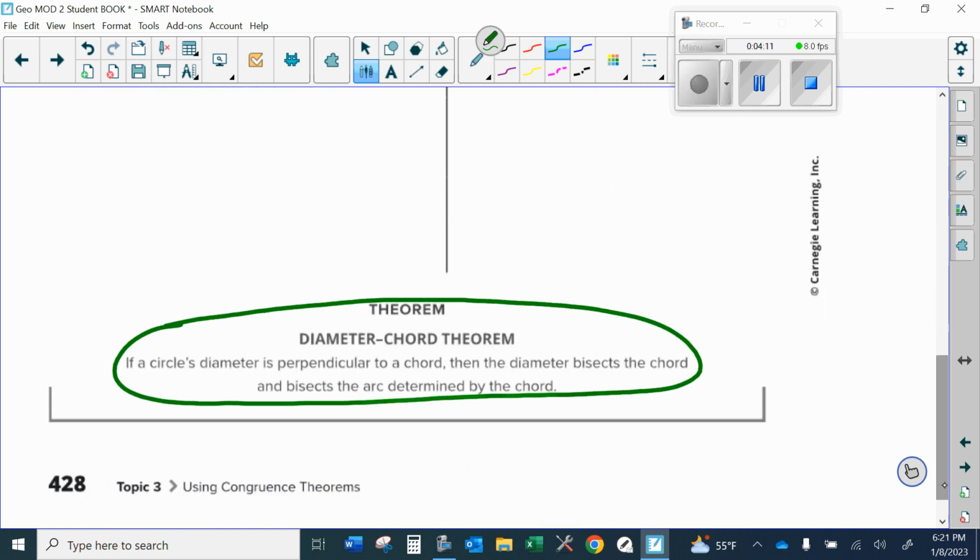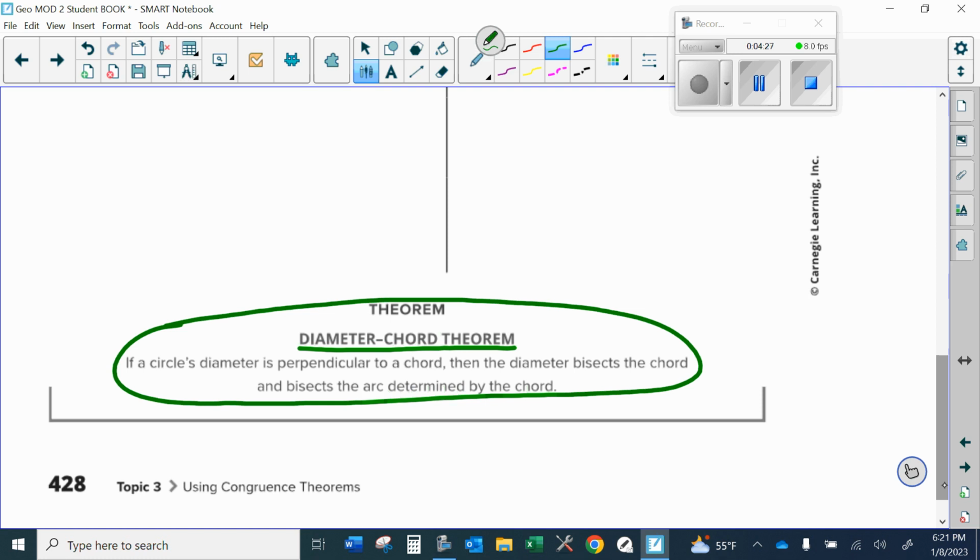Okay, so now, as it says, go to the bottom of 428. And go ahead on your theorems page. Take out your theorems pages and write all this down on theorems. The diameter chord theorem. Write that down, and then I'm going to draw a picture of it. If you want to write down this definition on there, you can, but obviously we know a picture's worth 1,000 words.